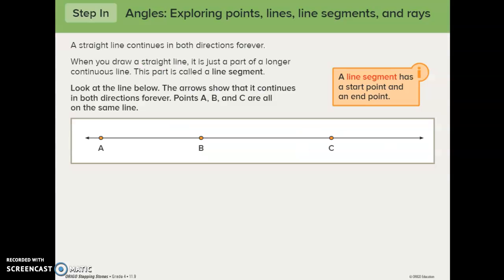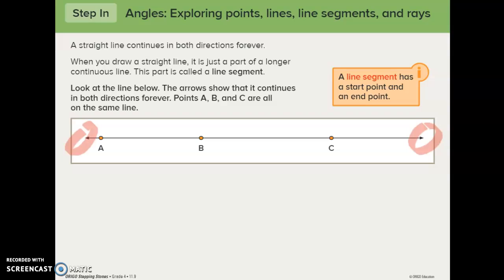So now you can follow along with me on your practice page. Going through this, a straight line continues in both directions forever, like we already talked about. So when you draw a straight line, it is just a part of a longer continuous line. This part is called a line segment. So anything within here, this is a line segment. I can't see the entire line. Look at the line below. The arrows show that it continues in both directions forever. So these arrows are showing us that it's continuing in both directions forever.